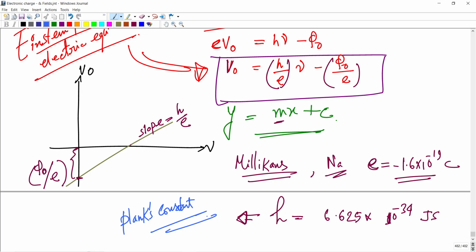So finally Millikan proved the validity of the photoelectric equation. He tried to disprove it, but finally he strongly validated the Einstein photoelectric equation. That is very important for our board exam, JEE or NEET exam, obviously.